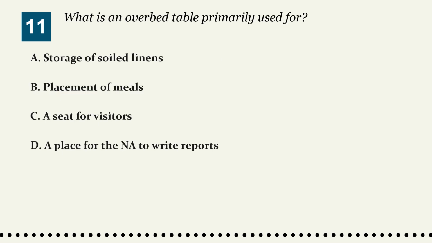Question 11. What is an overbed table primarily used for? Option A, storage of soiled linens. Option B, placement of meals. Option C, a seat for visitors. Option D, a place for the CNA to write reports.